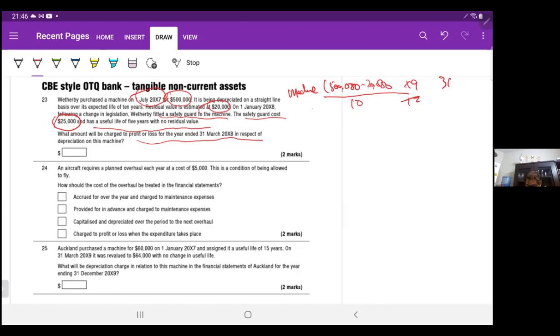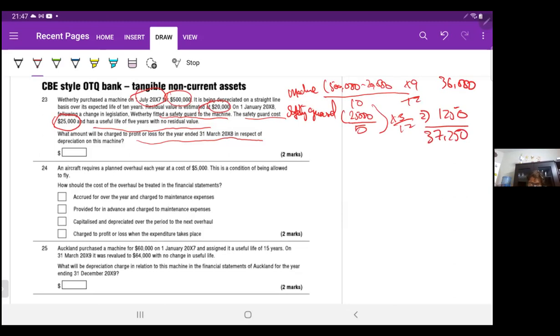So we got 36,000. Then the safety guard, 25,000, is over 5 years in total, and they used it for 3 months in this current year. So it's 1,250. Total depreciation charge is 37,250.